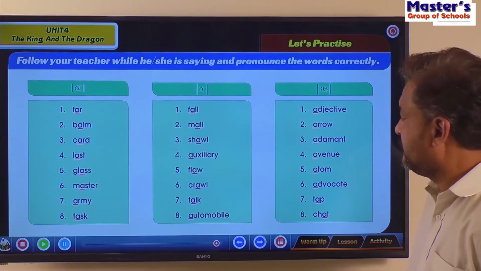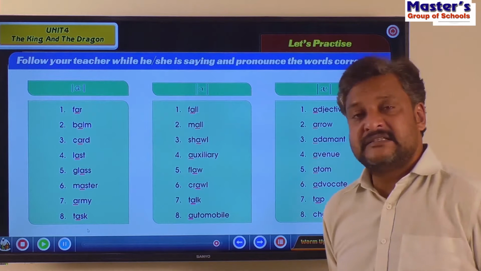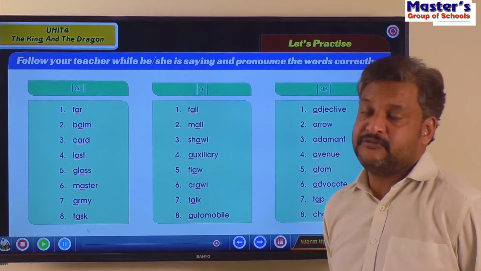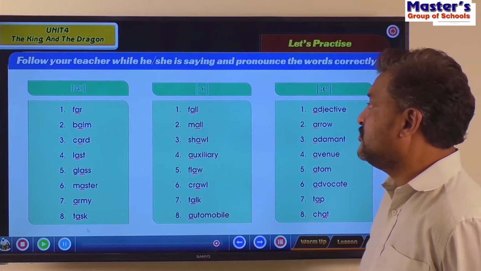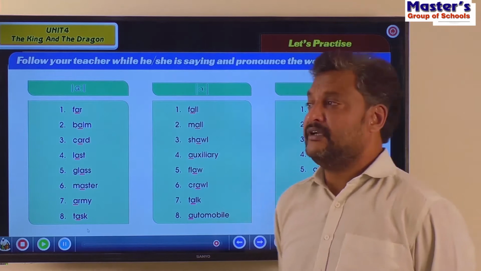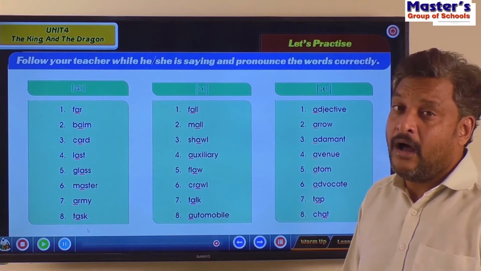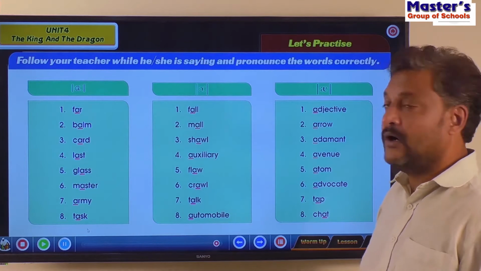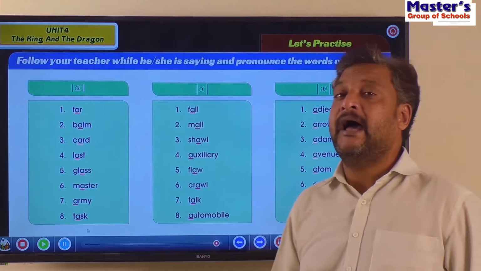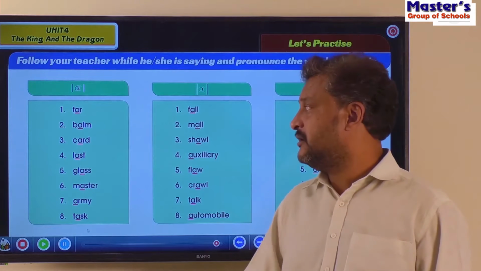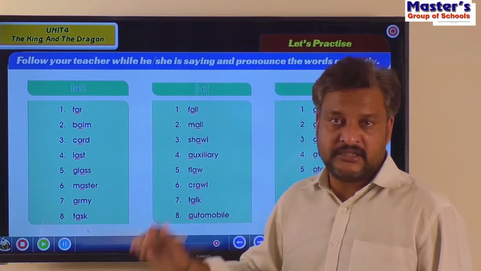Practice. So here, letter A is used for making three different sounds. The first one is called A. Second one is O. Third one is A. Okay? A, O, A are the three sounds.